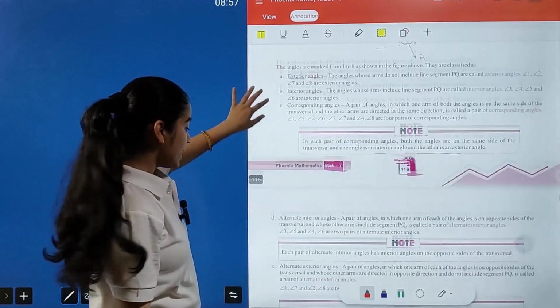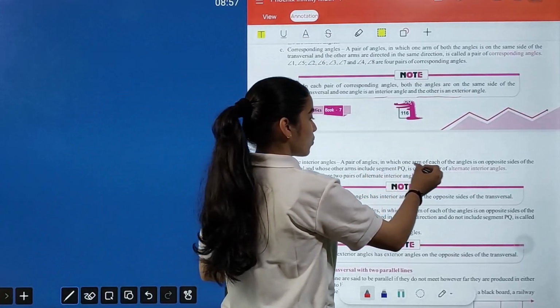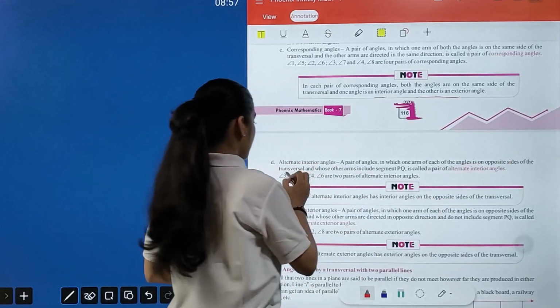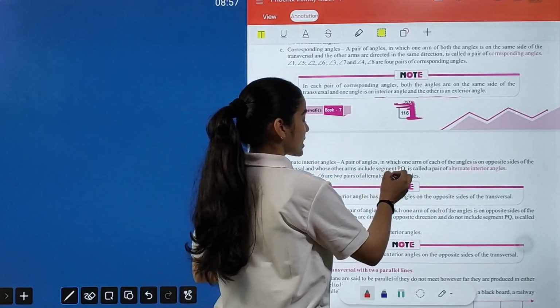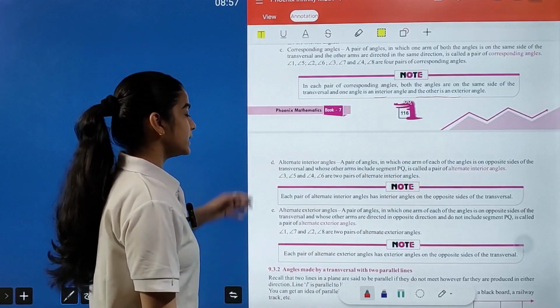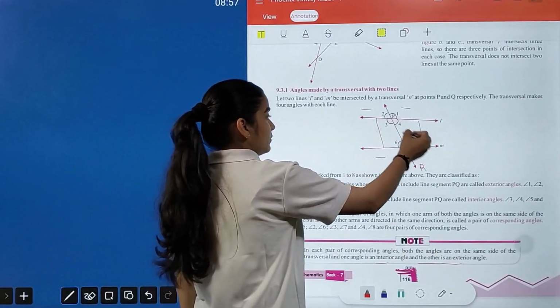Okay students, now we have alternate interior angles. A pair of angles in which one arm of each of the angles is on opposite sides of the transversal and whose other arm includes segment PQ is called a pair of alternate interior angles. So angle 3 and 5. So this is alternate, opposite of it.